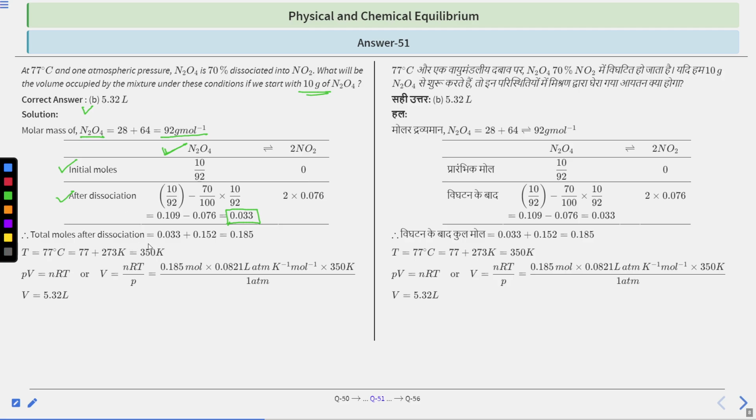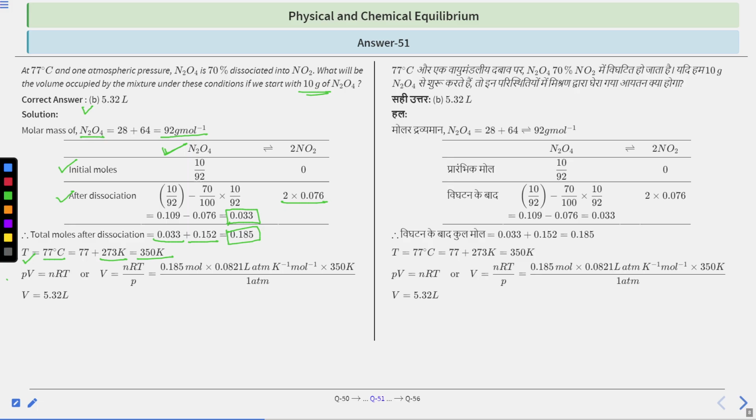Total moles after dissociation will be 0.033 plus 0.152. 0.152 is coming from here, and 0.076 is coming from 70% of N2O4 initial moles. So total moles after dissociation is coming out as 0.185. And we have the given temperature, which is 77 degrees Celsius. For converting it into Kelvin, we add 273 Kelvin. So it is coming out as 350 Kelvin.